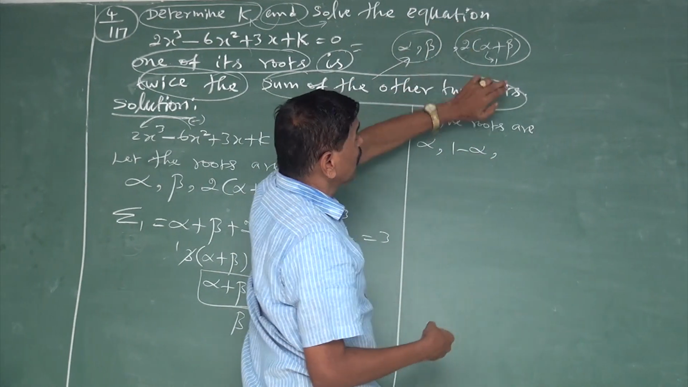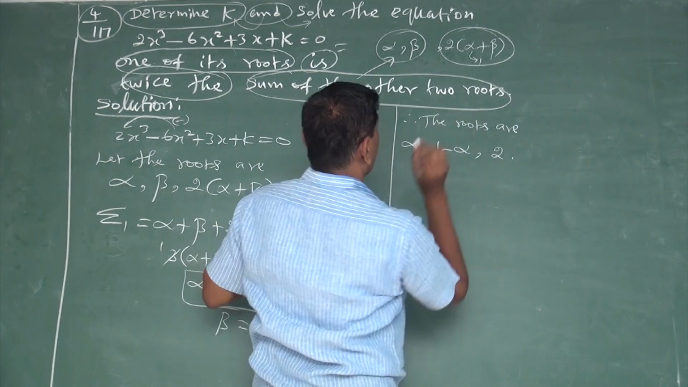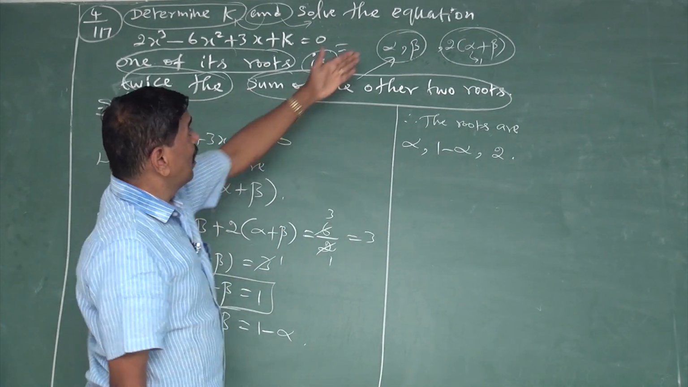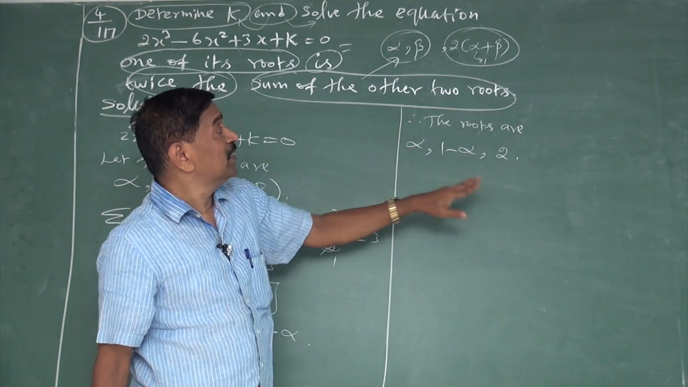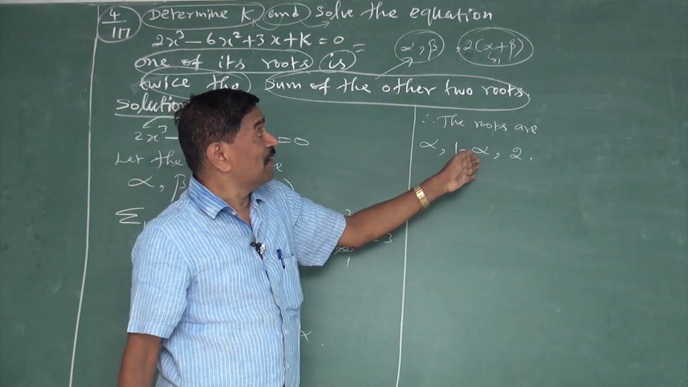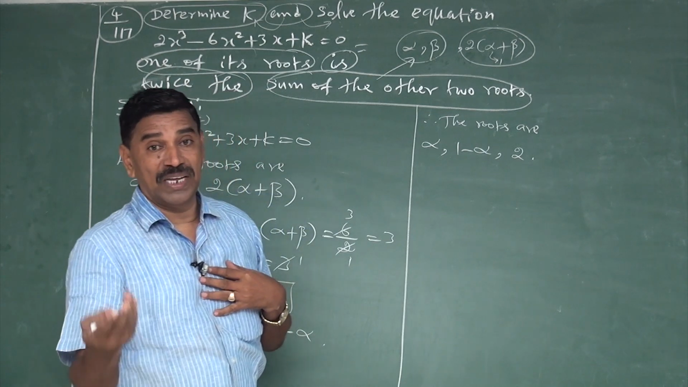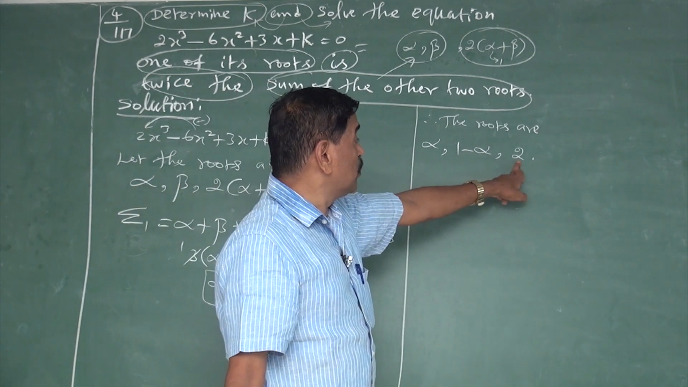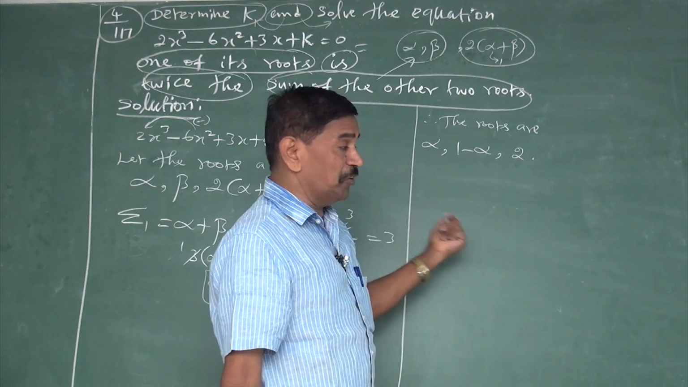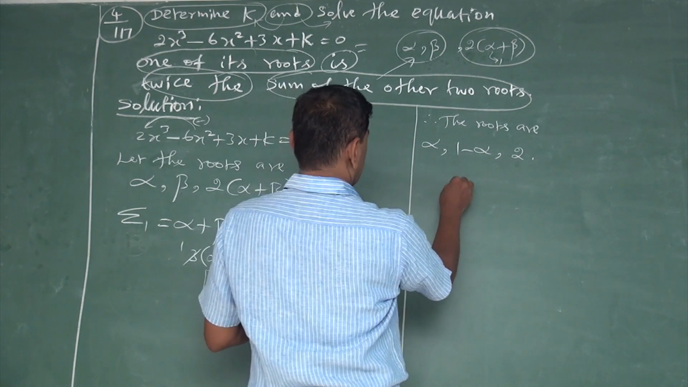Last one, good, 2 into 1 is equal to 2. Remember, initially we took alpha, beta, twice of alpha plus beta. Now we get alpha, 1 minus alpha, 2. Next step. Here 2 is a root, then we can use synthetic division.